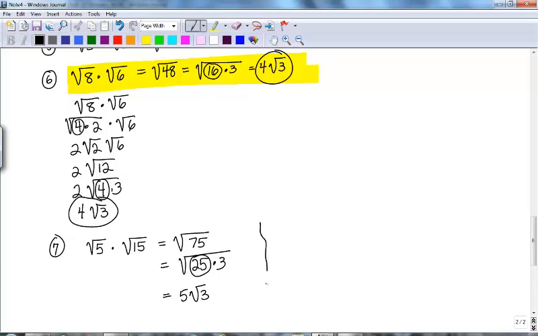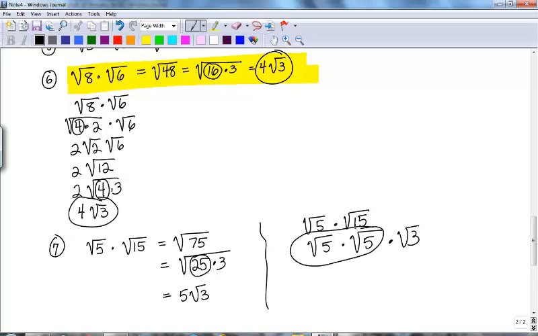Here's another method. You get the same answer. Square root of 5 times square root of 15, I could split this up into square root of 5 times the square root of 3. And then what's radical 5 times radical 5? Radical 25, which is 5. So 5 radical 3. You choose which method.